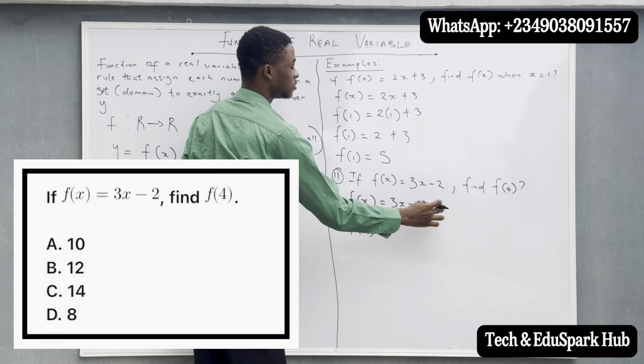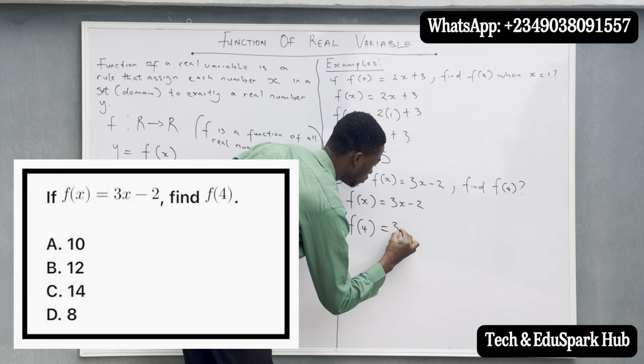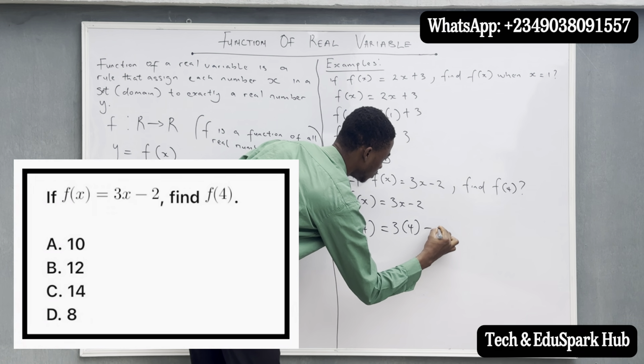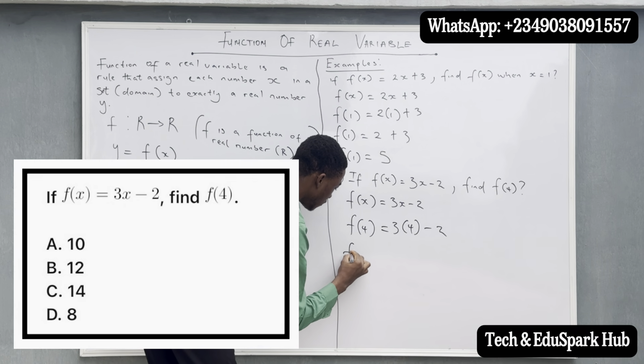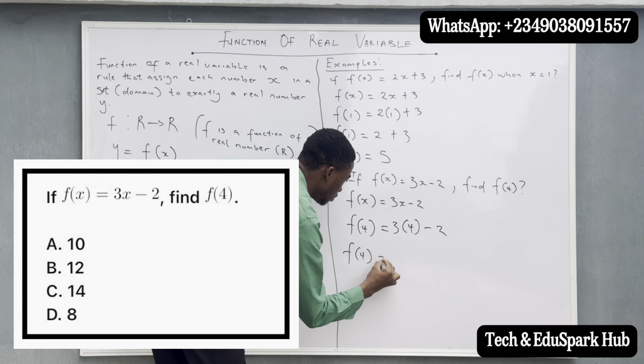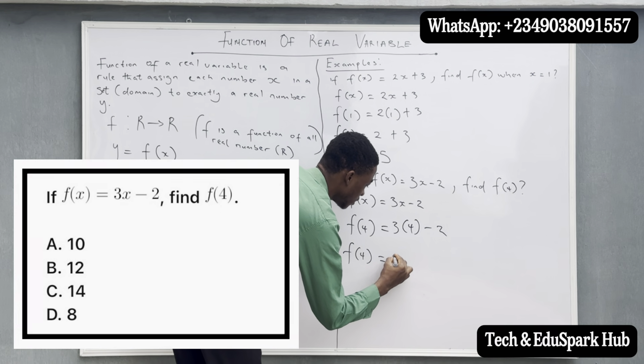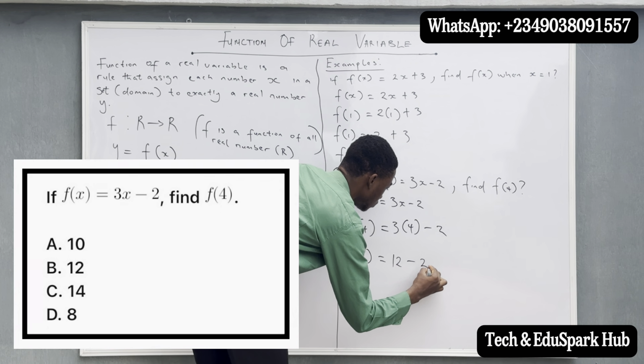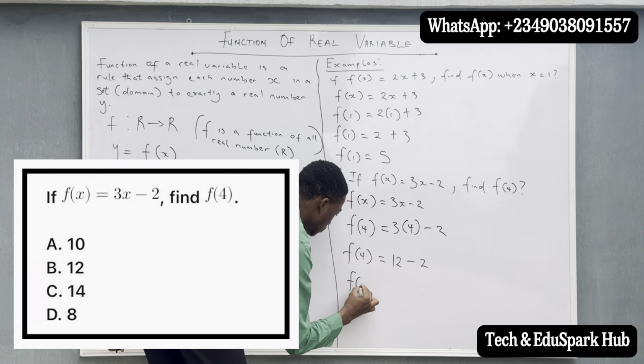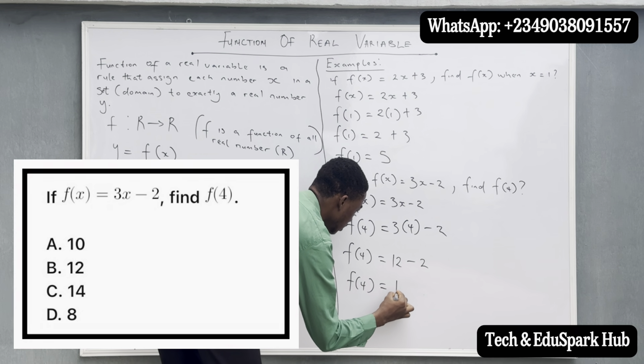Whenever we see x, we substitute it for what? 4. So we have 3 open bracket 4 minus 2. So in this case, our f of 4 will be equal to what? 3 multiplied by 4 will give us 12. So we have 12 minus 2. So our f of 4 will be equal to 10.